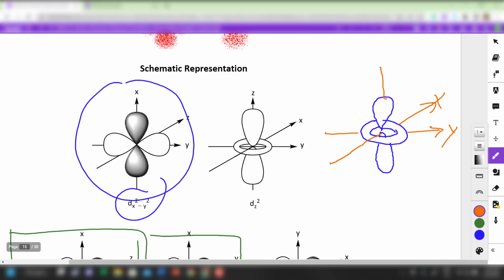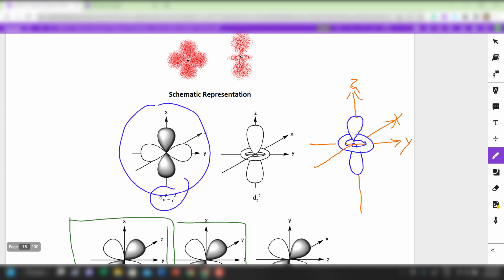Okay, and then this is the z-axis. Okay, something along this line. If you want to show the axis inside, that is fine also, but you don't need to. Okay, so that is how you draw dz square.